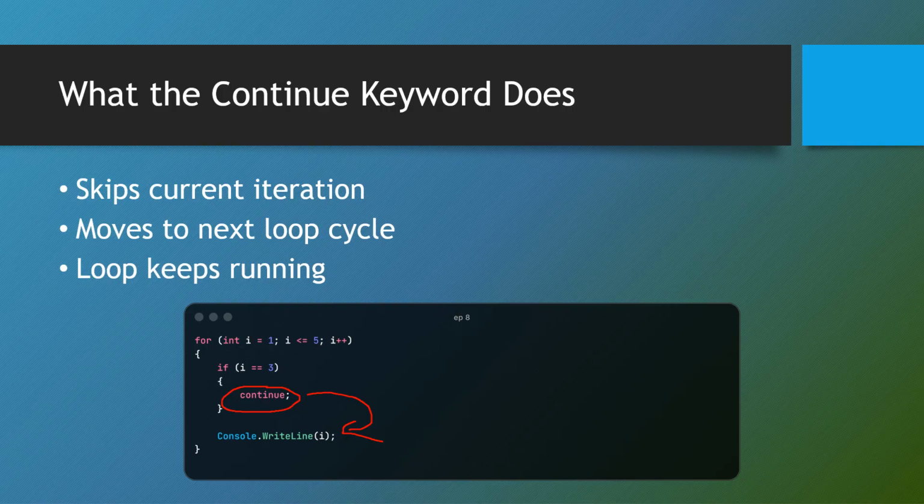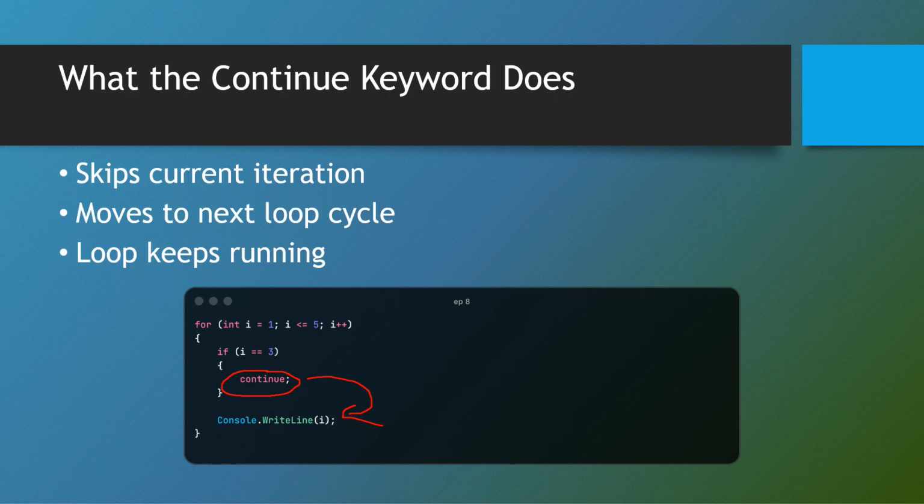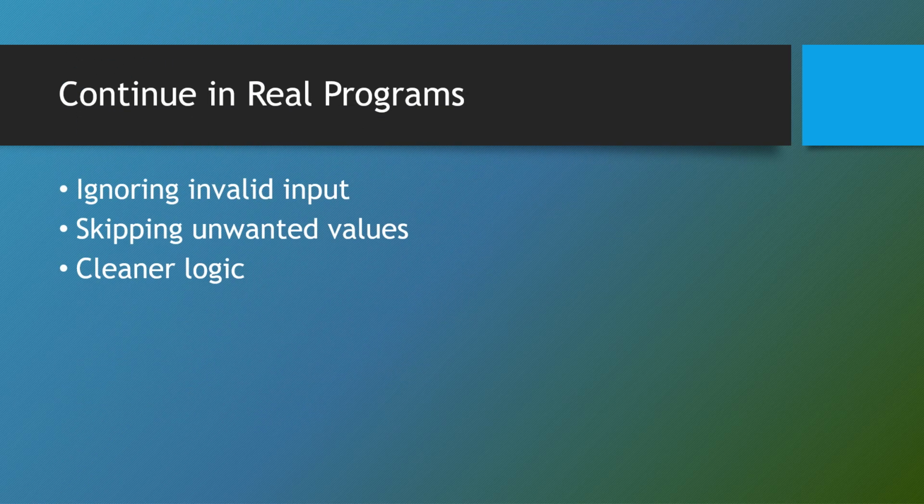Continue in real programs. Continue is often used when input is invalid, certain values should be skipped, or you want to ignore edge cases. It keeps your logic readable by avoiding deeply nested if statements.